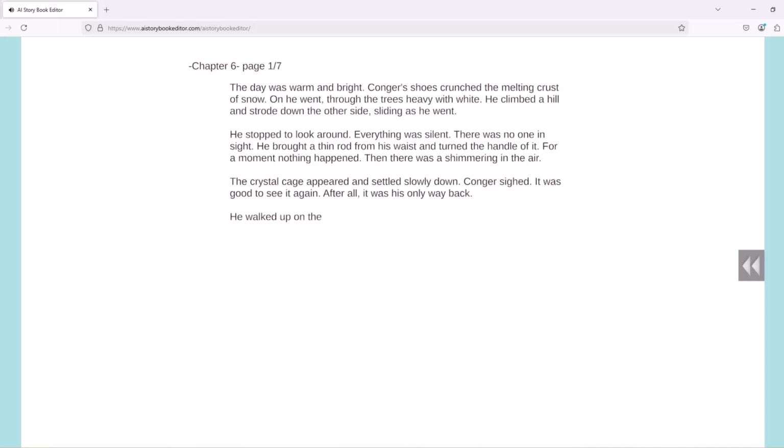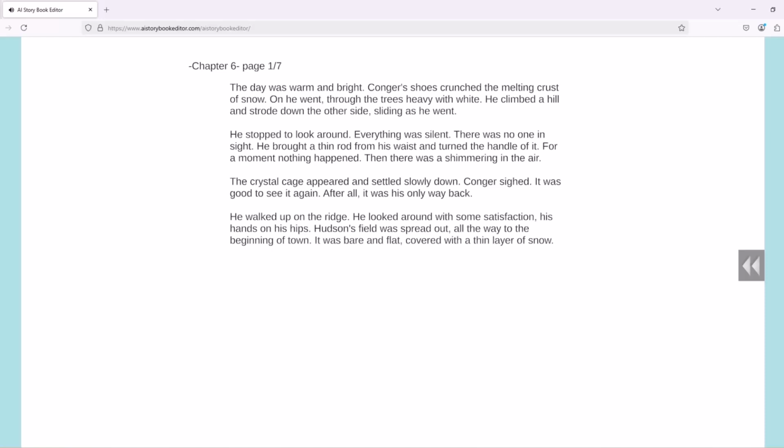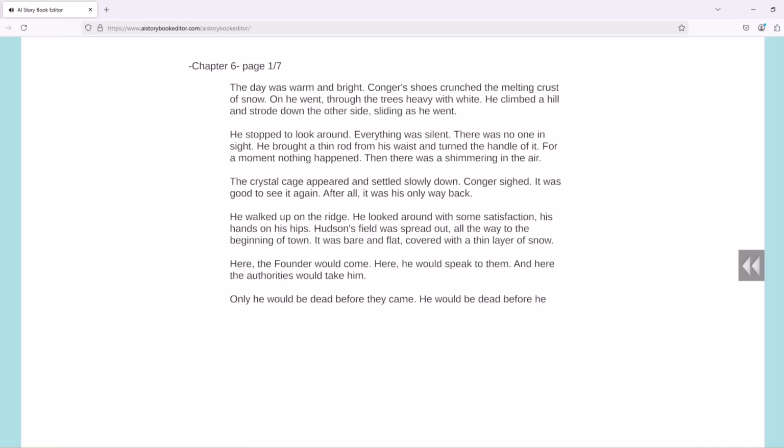He walked up on the ridge. He looked around with some satisfaction, his hands on his hips. Hudson's Field was spread out, all the way to the beginning of town. It was bare and flat, covered with a thin layer of snow. Here, the founder would come. Here, he would speak to them. And here the authorities would take him. Only he would be dead before they came. He would be dead before he even spoke.